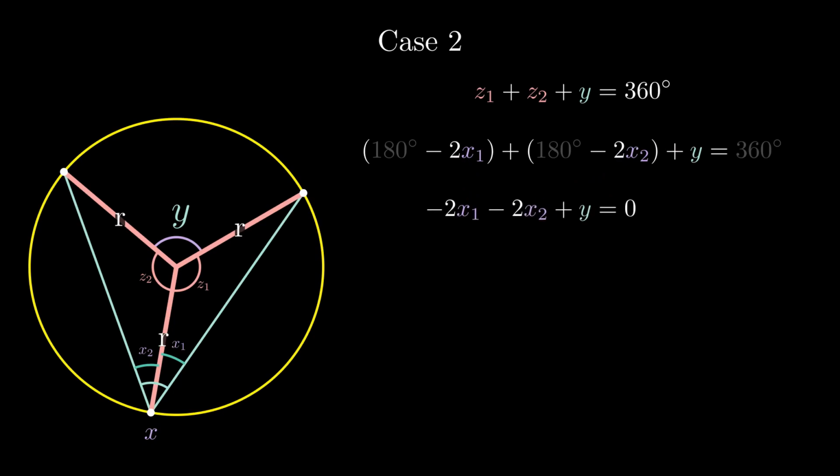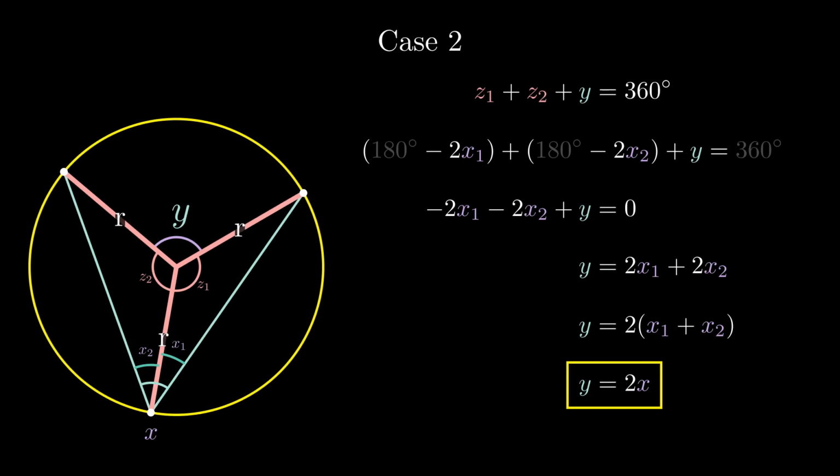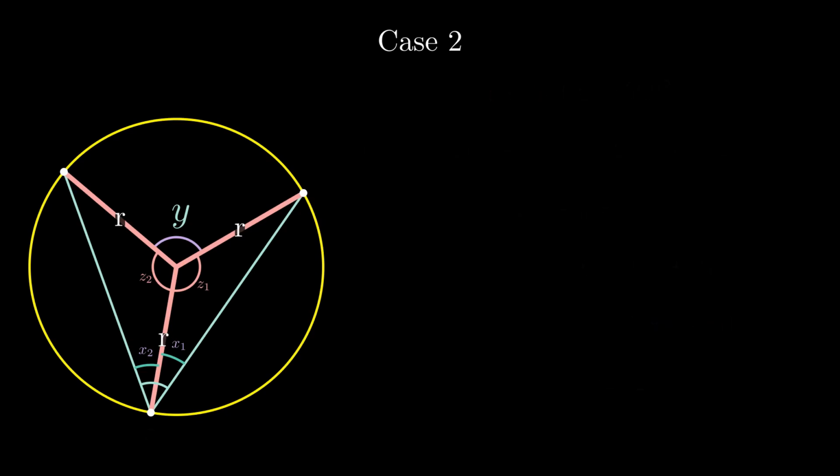And what we're left with is minus 2x1 minus 2x2 plus y equals 0. And moving the minus 2x1 and minus 2x2 to the other side with the opposite sign, we get that y equals 2x1 plus 2x2. And we can factor out the 2 to get that y equals 2 times x1 plus x2. But remember that x1 and x2 form the angle x, therefore the sum x1 plus x2 is equal to the angle x. And we have obtained that once again y is equal to 2x, completing case 2.